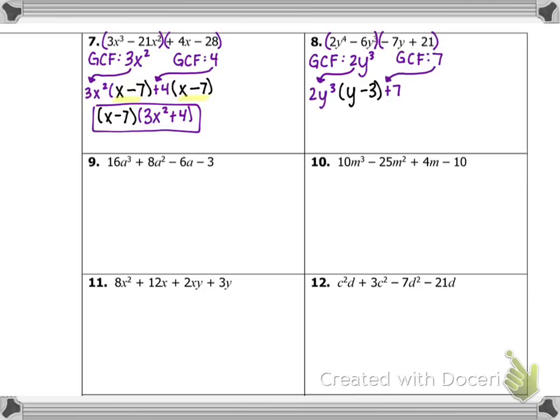Okay, I'm going to rewrite my GCF of 7. Negative 7 divided by 7 is negative 1. And then we still have that y. So negative 7y divided by 7 is negative y. 21 divided by 7 is a positive 3.